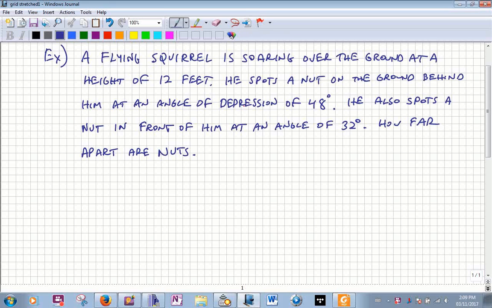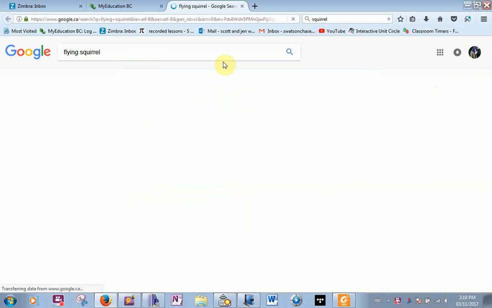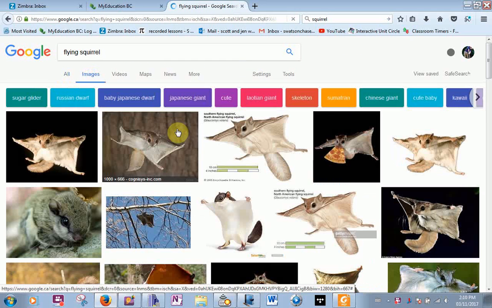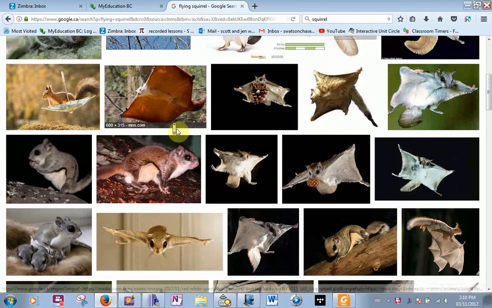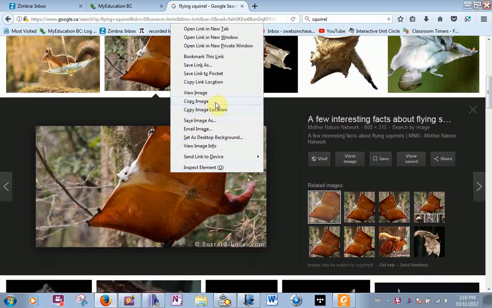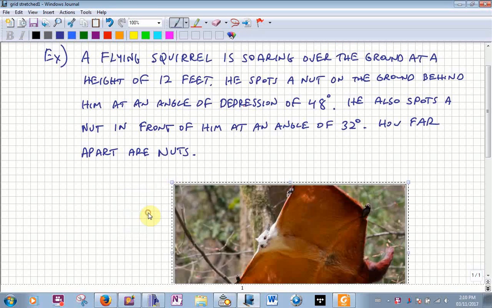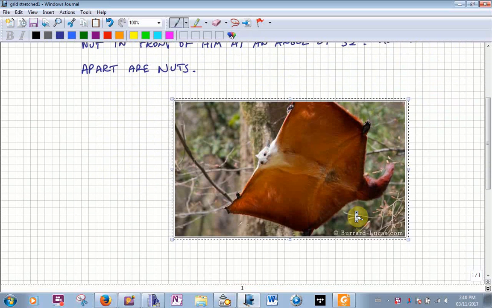First thing when you do a picture, you gotta do, of course, draw the picture. I have technology. Oop, not flying. Flying squirrel. There's a good one. Copy. Paste. There we go. There's my flying squirrel, but now he's really, really big, so I gotta make him small.